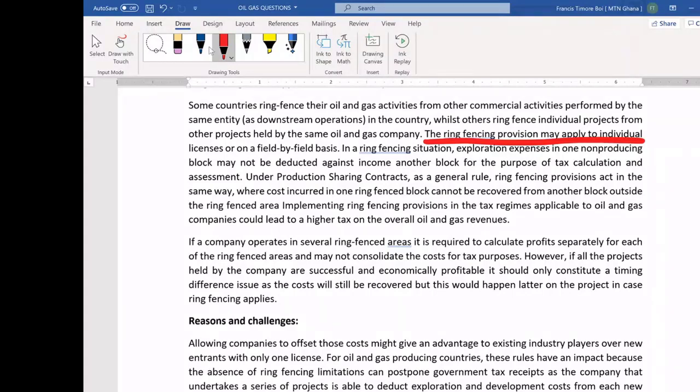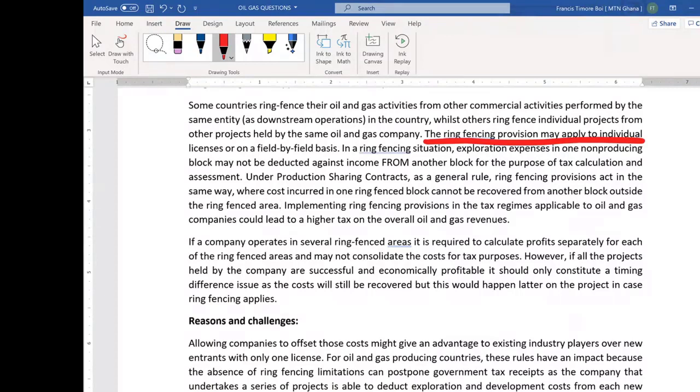Under production sharing contract, as a general rule, ring fencing provision acts in the same way, where costs incurred in one ring fence block cannot be recovered from another block outside the ring fence area. Implementing ring fence provisions in the tax regime. Is it full stop or is there something outside the ring fence area?